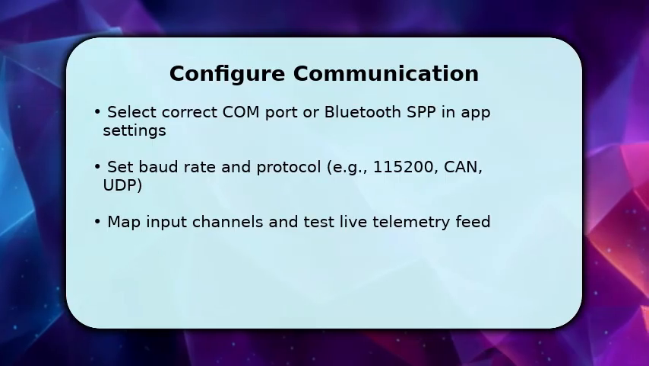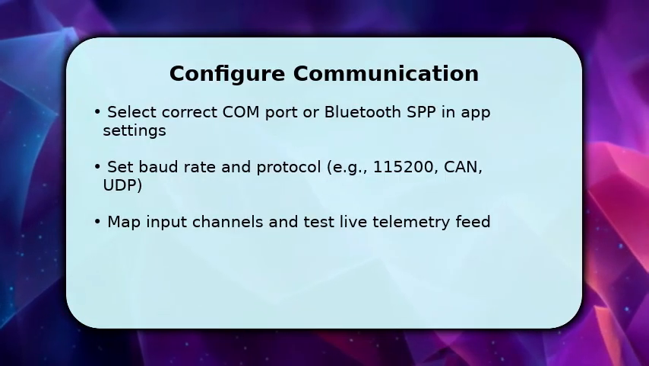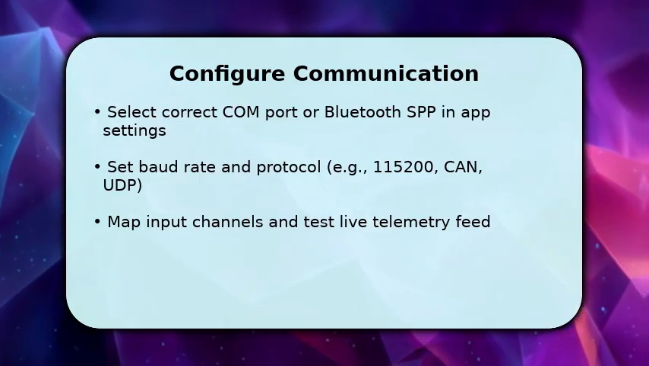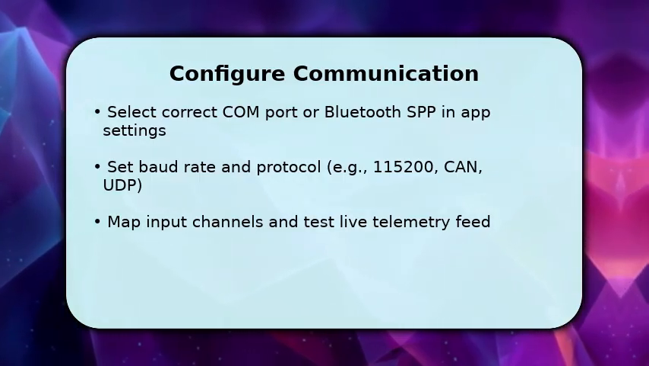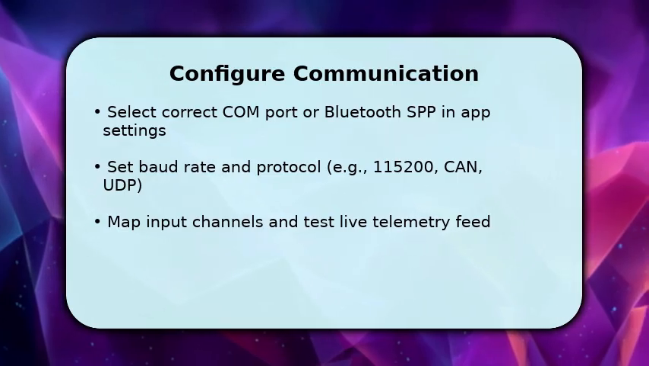Choose the COM port or Bluetooth SPP that appears when the device is attached. Once selected, set the baud rate and protocol. 115,200 is common for serial, while CAN or UDP requires matching endpoints.